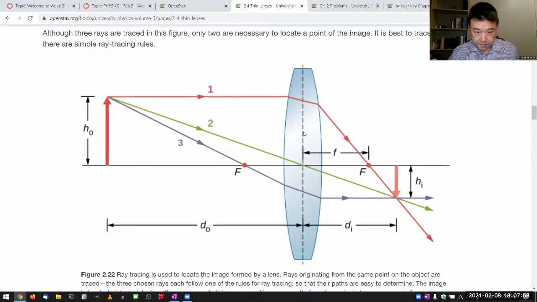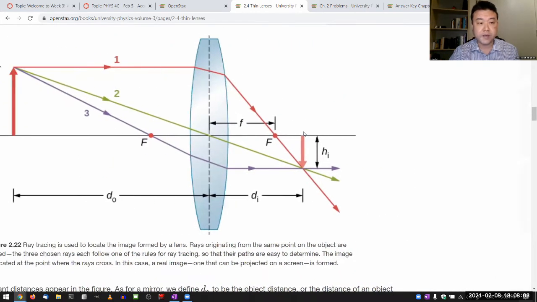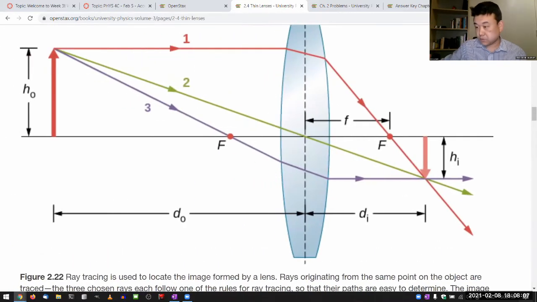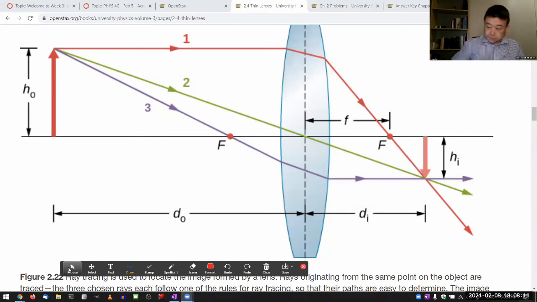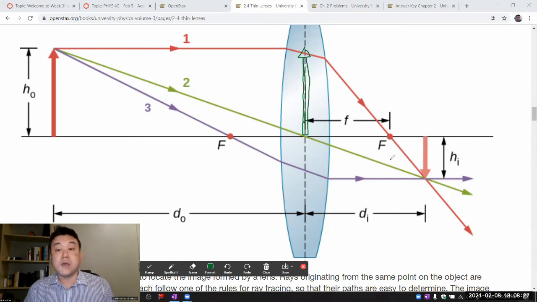I think this is a good diagram to use. This is how they derive that magnification formula. Let me use the zoom annotations tool here. The magnification formula that they derive, this is what they use. Let me draw an auxiliary figure here to represent that this length is the height of the object.